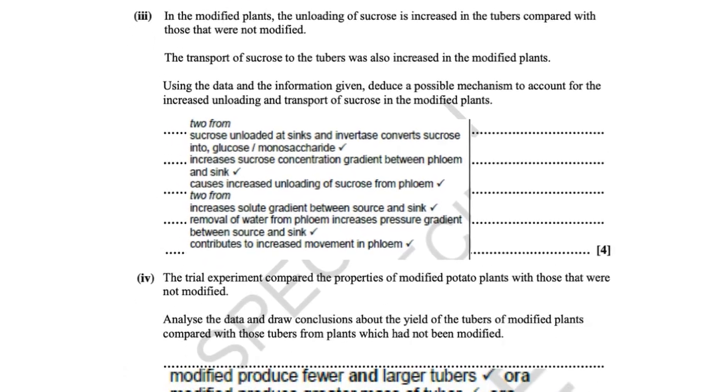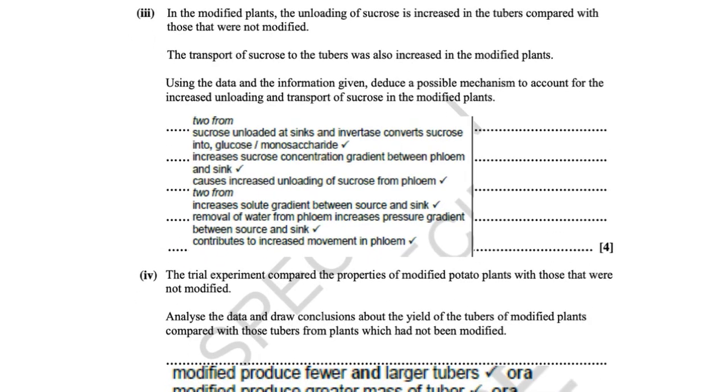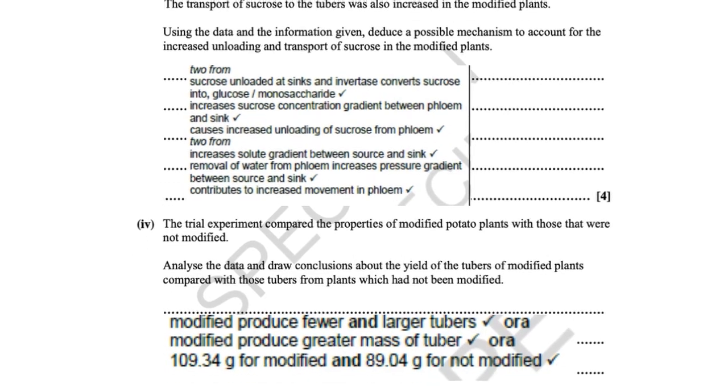How that could help is that that's going to increase the solute gradient between the source and the sink, because in the sink the solute, which is the sucrose, is being converted into something else. The water that's going to be leaving from the phloem is going to increase the pressure gradient, and all of that is going to increase the movement through the phloem, through the sieve tube element. Okay, then it goes on.